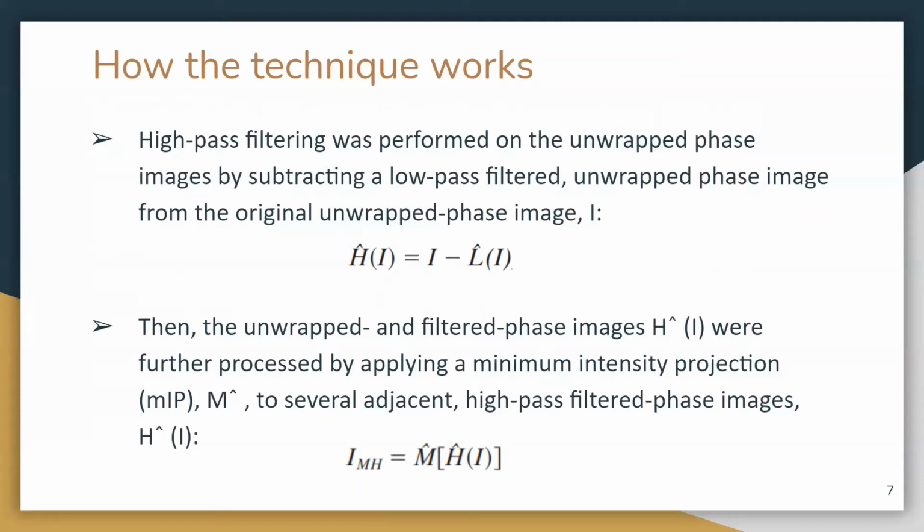It can be given by the first equation, where I is the unwrapped phase image and L cap is the low pass filter operator. Then the unwrapped and filtered phase images, H cap of I, were further processed by applying a minimum intensity projection, MIP, given in the equation by M cap, to several adjacent high pass filtered phase images H cap of I.